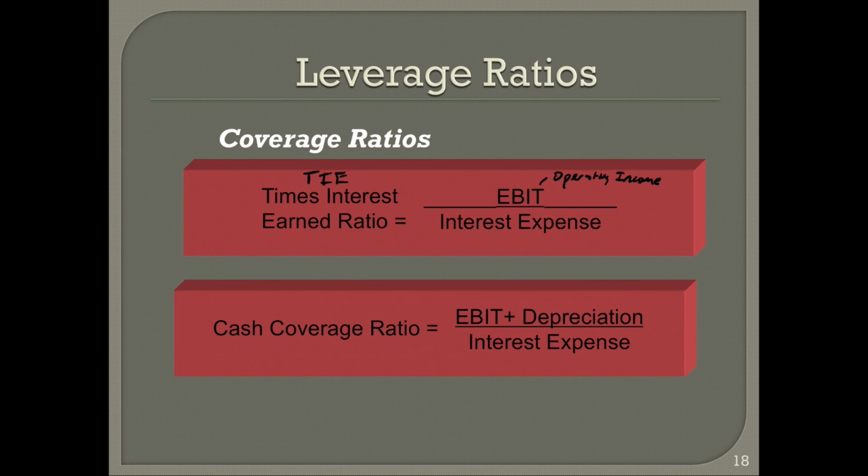So same EBIT, your operating income, earnings before interest and taxes, but then we add back in that non-cash expense of depreciation. So what is the company's ability to cover their interest expense when you just take sales minus costs? What is their ability to cover that interest expense with that cash flow? Obviously, the higher the value, the better your ability, the less risky you would be from an analysis point of view.